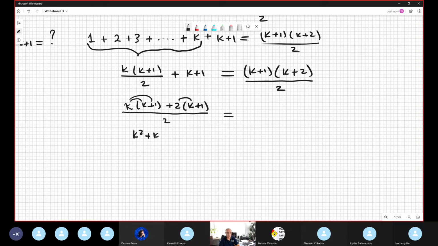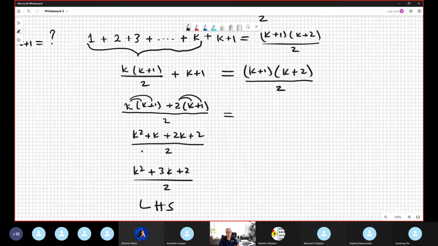Distributive property. Distributive property here is (2k + 2)/2. Okay, and now we combine like terms. This is (3k + 2)/2. Cool, I finish the left hand side. I move on to the right hand side.